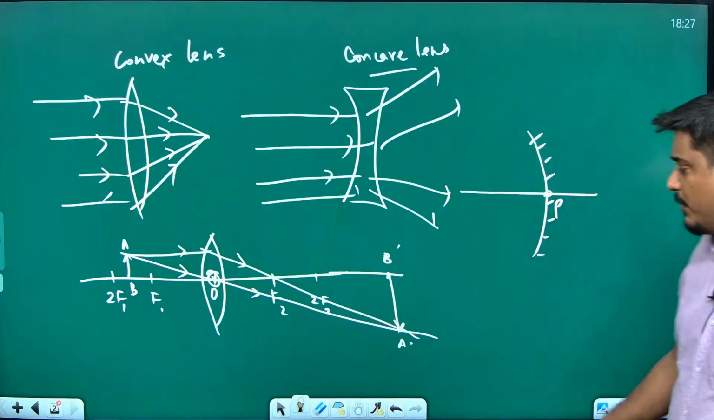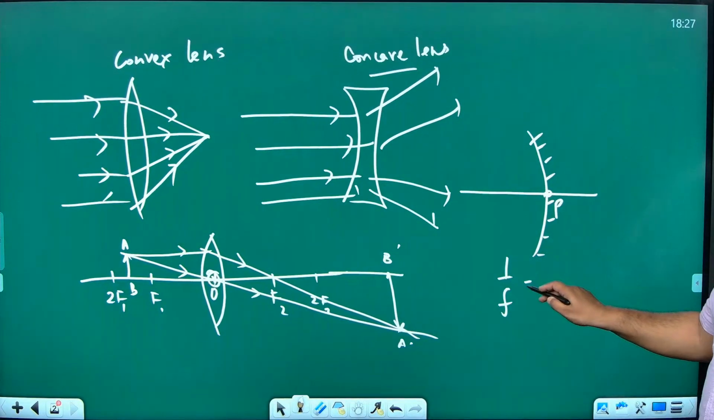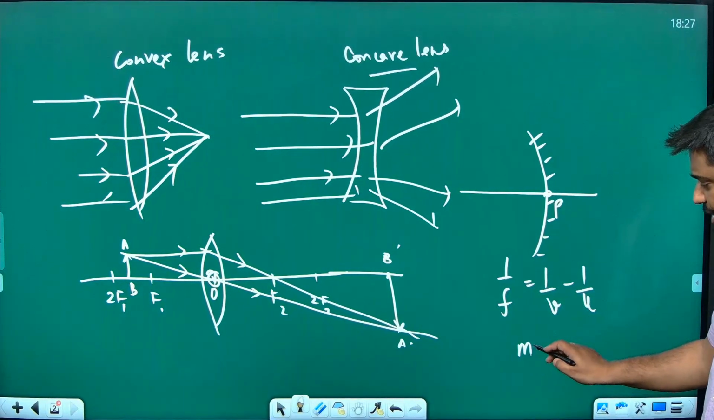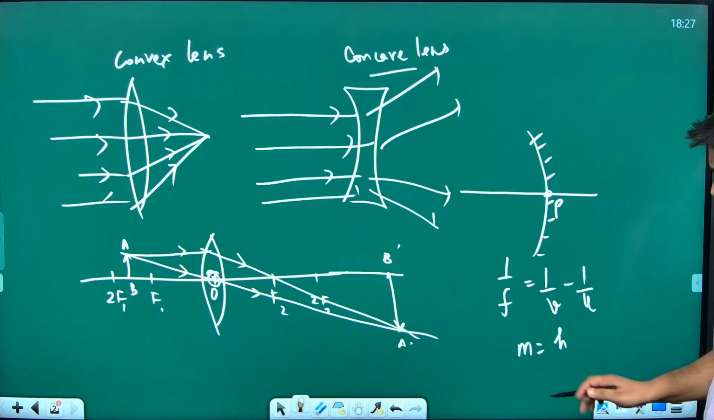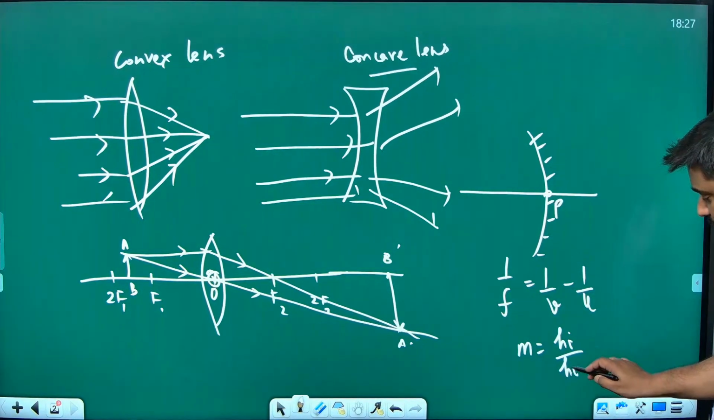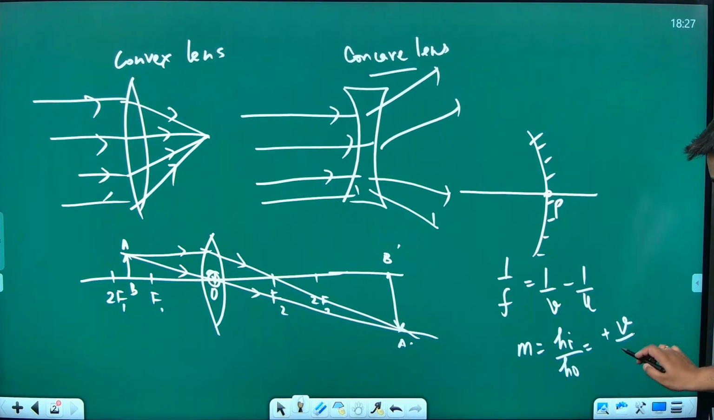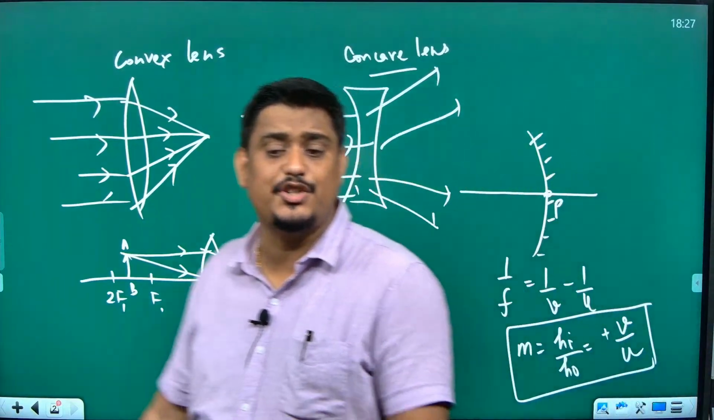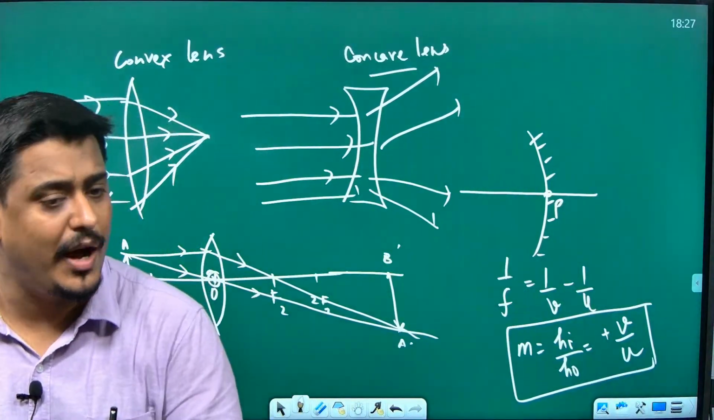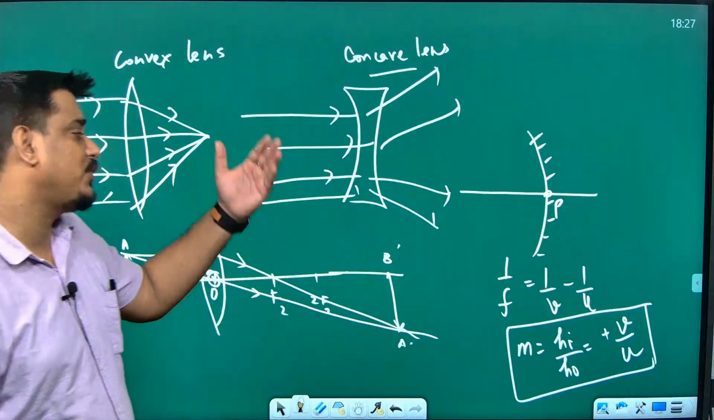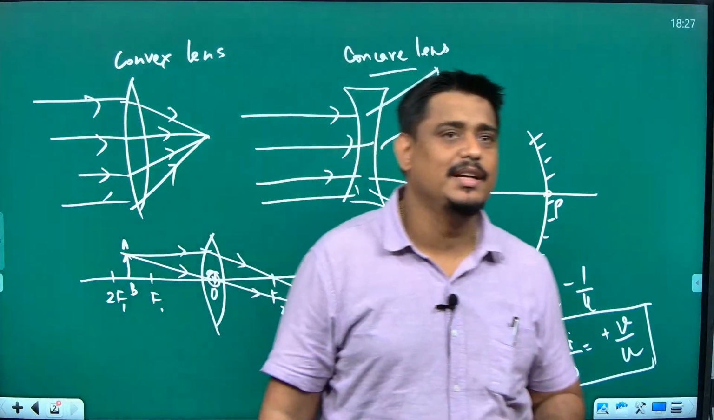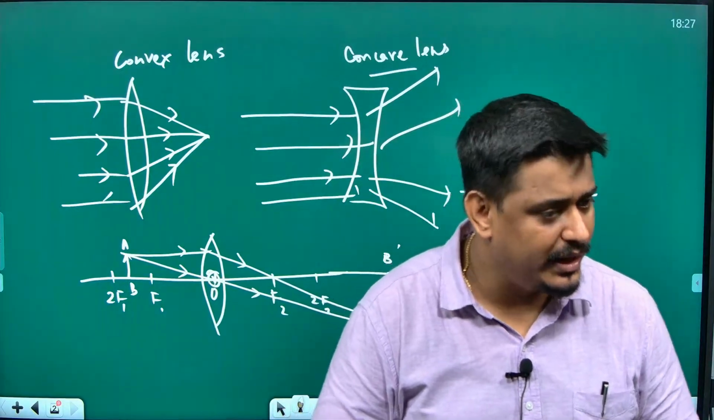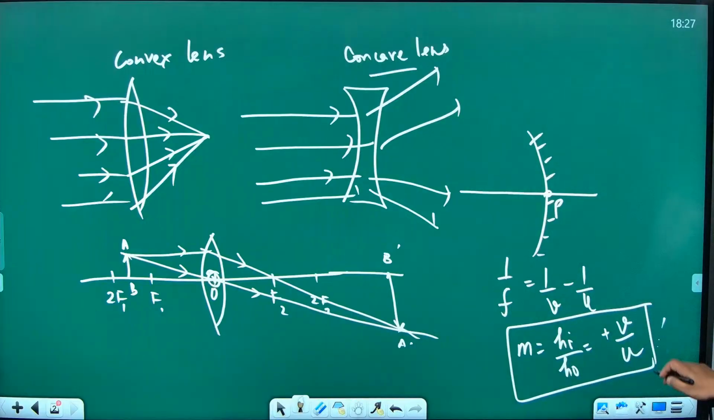Then comes the lens formula. Lens formula is 1 by f is equal to 1 by v minus 1 by u, and magnification, which is Hi by Ho, is going to be plus v by u. The word magnification itself means that it is the ratio of height of image to height of object, and in the case of the mirror formula it was minus v by u, in the case of the lens formula it is plus v by u. Okay? Never forget this, magnification is very important.